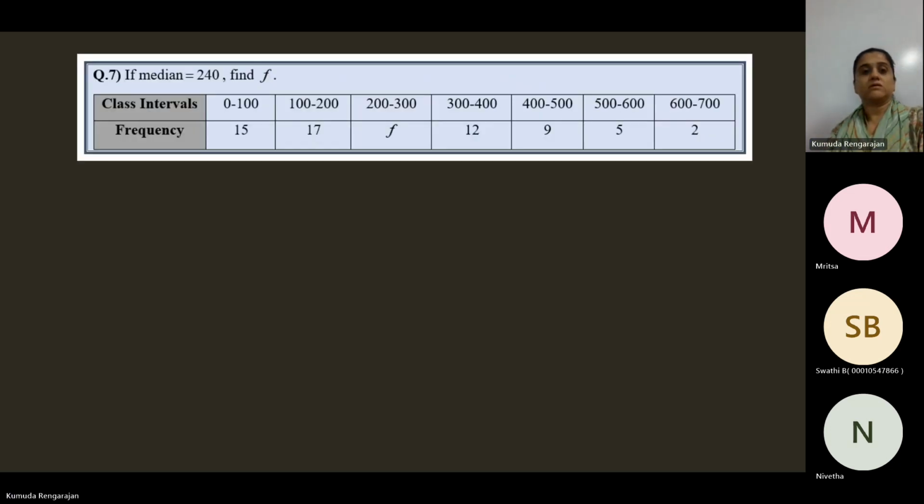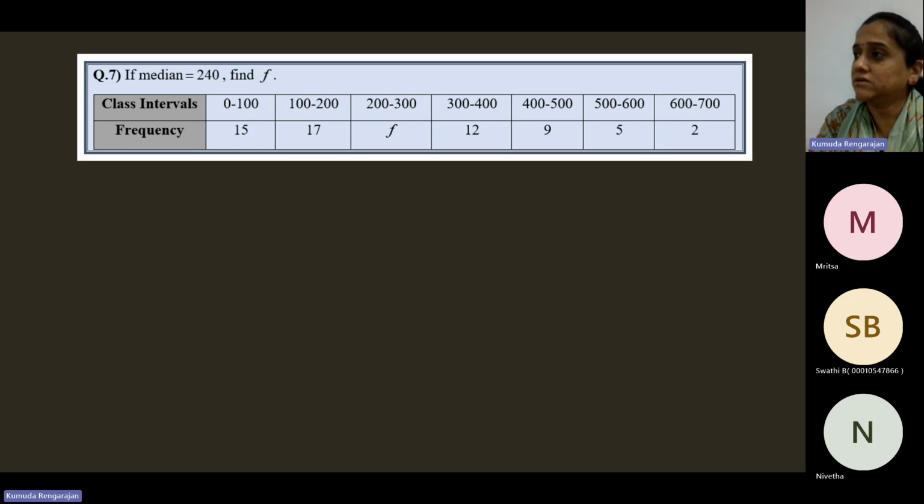Yeah. So see this one. You ignore this question number. You continue with, if this is 2, this is 3 for you. So here median is given. Median is 240. Find F, the frequency corresponding to 200 to 300. Class intervals are continuous: 0 to 100, 100 to 200, 200 to 300. So one job is done for us. If they're not continuous, we should make them continuous, but it's already continuous.